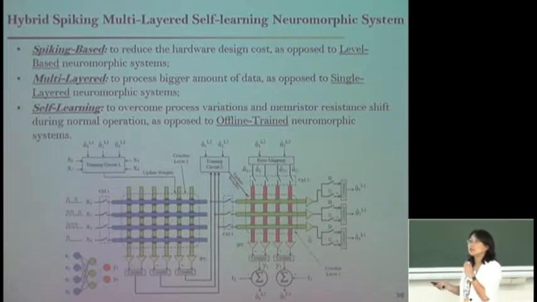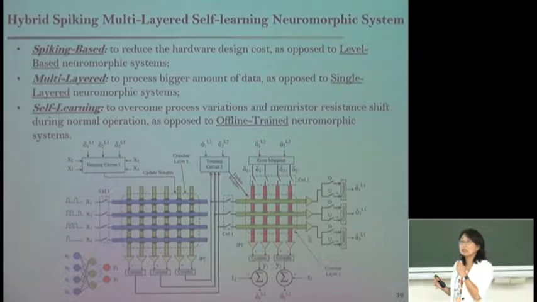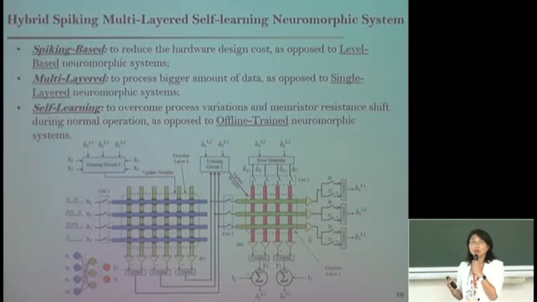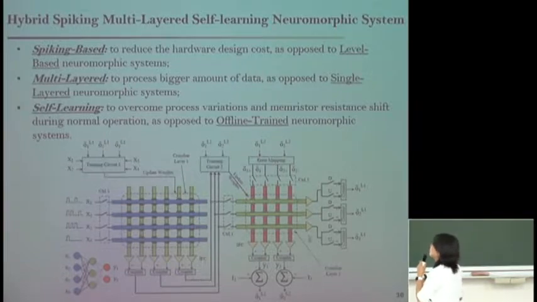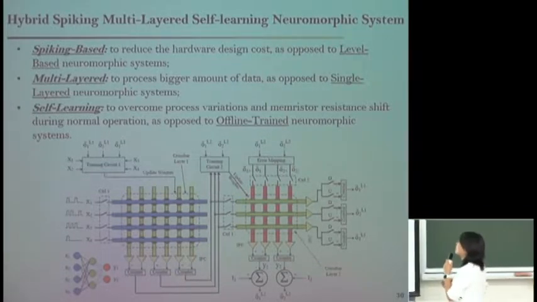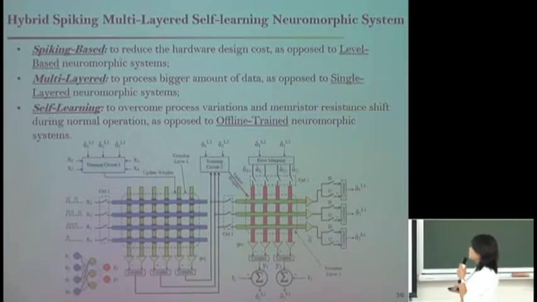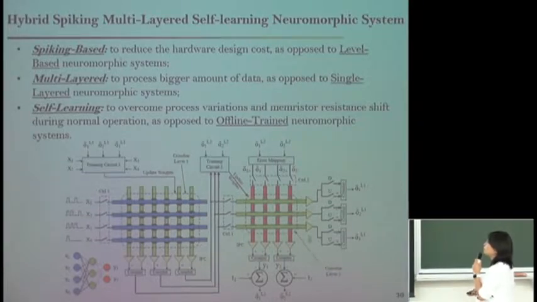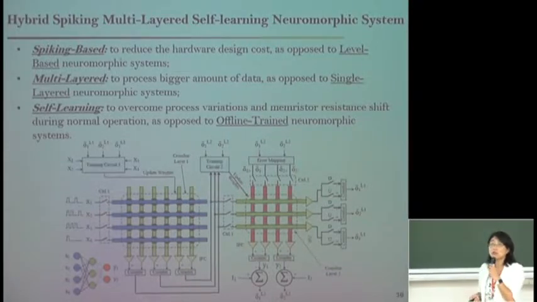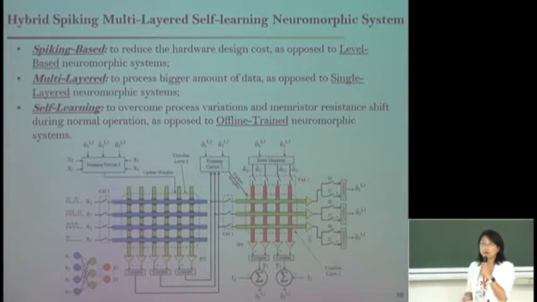In fact, in recent years, we switched to spiking-based designs for power efficiency consideration. Multi-layers are essential to extend the scale of the design and process a bigger amount of data. For those designs, we emphasize self-learning. The major reason is that process variation is noise.